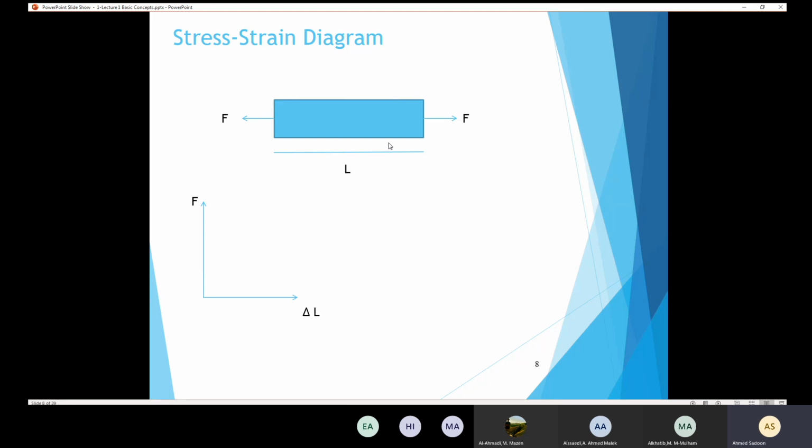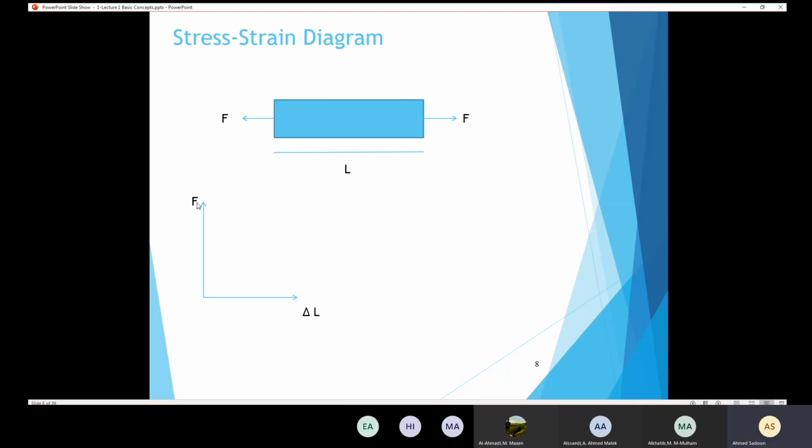Here I have a sample, like you can see, and I'm going to apply a force to know how much that sample is going to withstand. I have length L here. I'm going to apply force starting from 0. So the force is going to increase from 0 until failure. So the force is going to be 0, 1, 2, 3, 4 until I get to the maximum force that is going to break the specimen here.